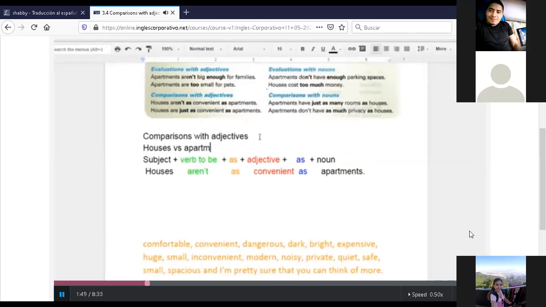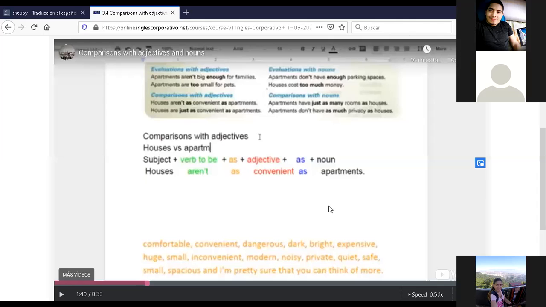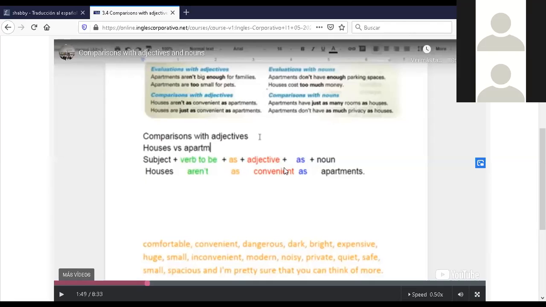All right, guys, we're going to use these examples right now. How do you say "los apartamentos no son tan grandes como las casas"? The apartments aren't as big as houses. That's right. Trying to compare everything. So apartments aren't as big as houses. Okay. This is not as this as this. Apartments aren't as big as houses.